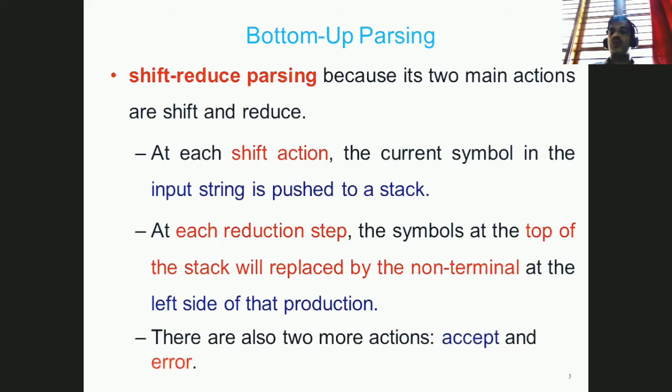There are two more actions: one is accept, the other one is error. If you are able to reach the starting symbol from the bottom to the root of the tree, we say that the string has been accepted successfully. Otherwise, we say that the string cannot be generated by the given grammar. That's why it is called an error.